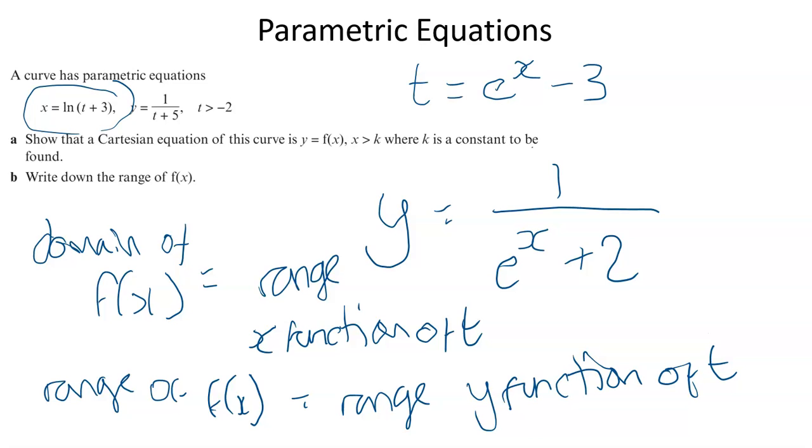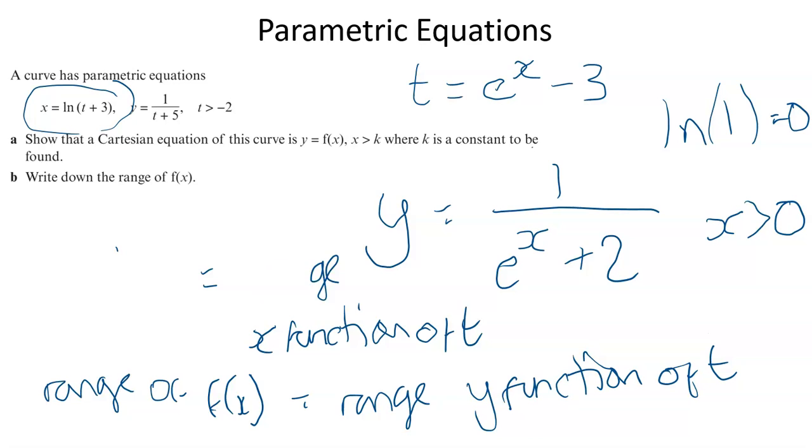So log of -2 plus 3 is log of 1, and log of 1 is 0. So the domain of this is that x has to be greater than 0. We're not allowed to be equal to 0 because it wasn't allowed to be equal to -2 up here.